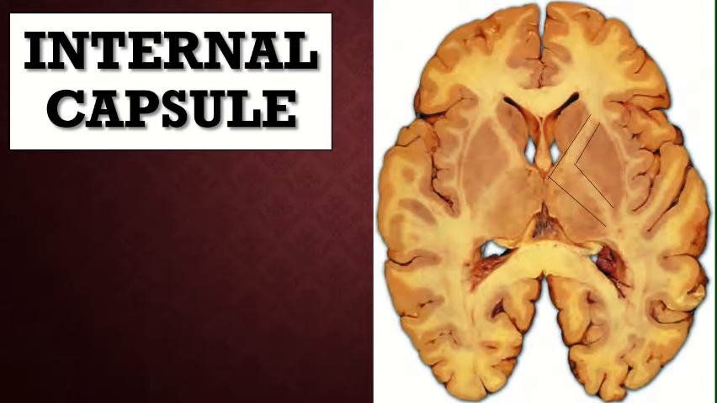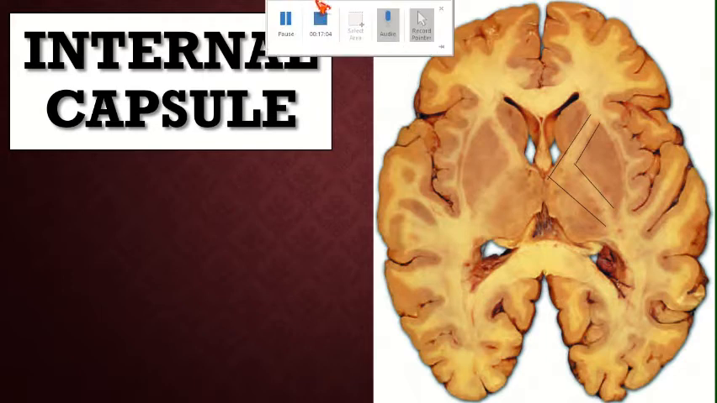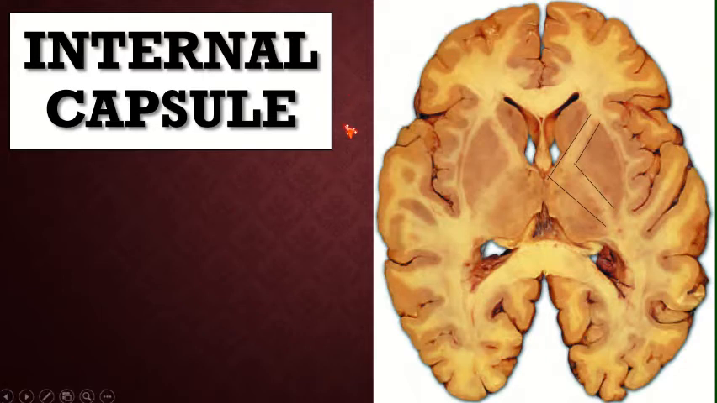Moving to the next one, the internal capsule. The internal capsule forms a main highway for the input and output fibers of the cerebral cortex. It is a compact band of neocortical projection fibers, and it is a V-shaped band. We can identify that it is a V-shaped band, and the concavity is directed laterally.